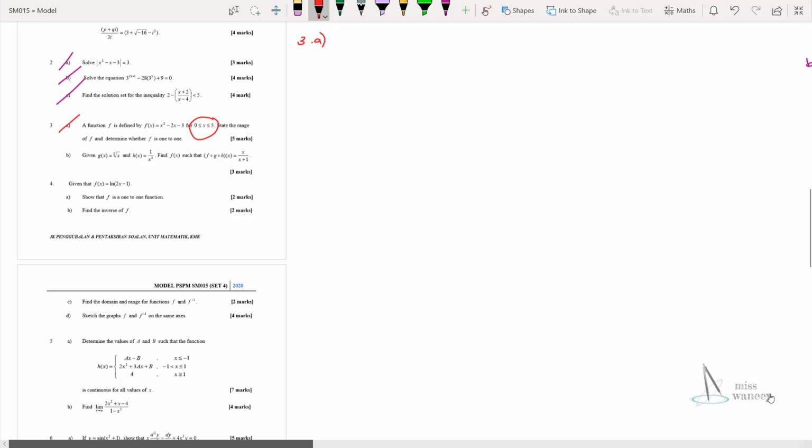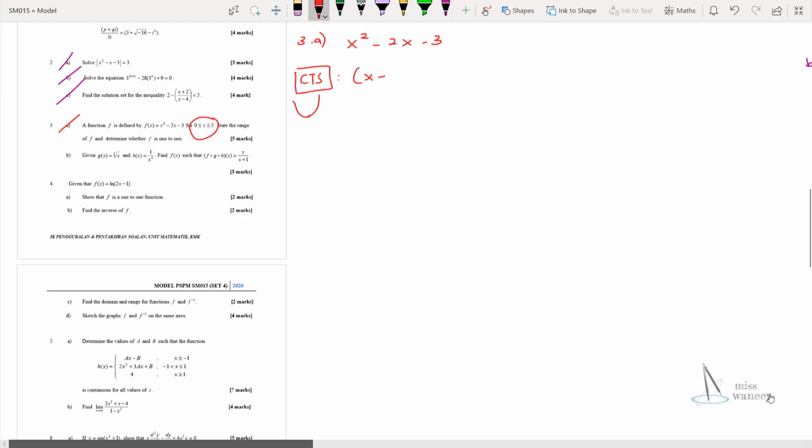So for me, if I have a restriction for the domain, I prefer to sketch them first. So I have x squared minus 2x minus 3. Let us do completing the square for this, so that I can easily see where my minimum is, because this is positive, right? So this is supposed to be a smile graph. So I need to know the coordinate of my minimum. So let us do the completing the square.